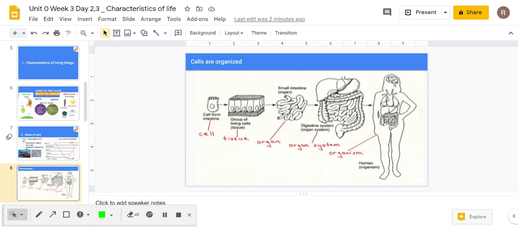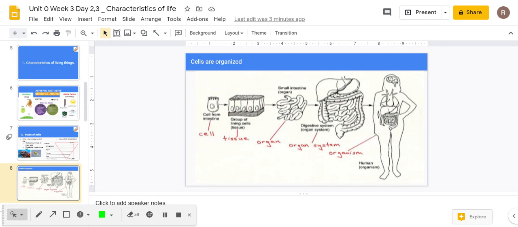Obviously, a human is made up of multiple organ systems. We have the respiratory system that helps you breathe. We have the digestive system, which helps you break down food. We have the nervous system, which helps your body communicate with itself and the outside world. All these organ systems might be separate, but when they come together, they form a full and complete organism.